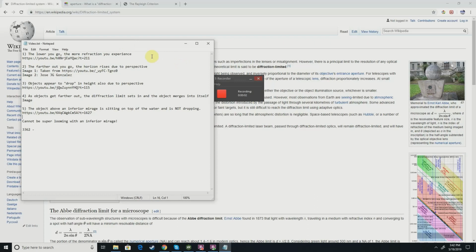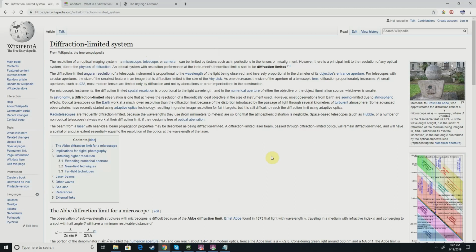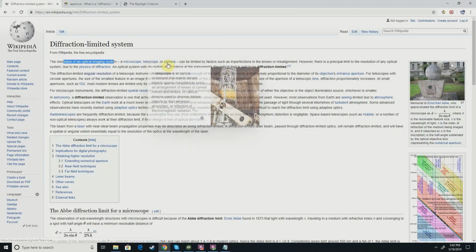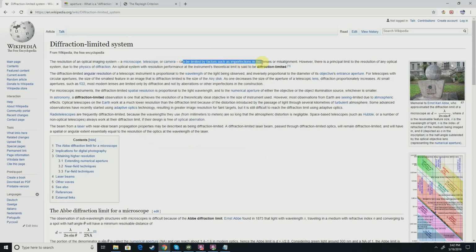All right, four. As objects get farther out, the diffraction limit sets in, and the object merges into itself. So what does that mean exactly, and what is the diffraction limit? A diffraction limited system: the resolution of an optical imaging system, a microscope, telescope, or camera can be limited by factors such as imperfection in the lenses or misalignment. However, there's also a principal limit to the resolution of any optical system due to the physics of diffraction. An optical system with resolution performance at the instrument's theoretical limit is said to be diffraction limited.